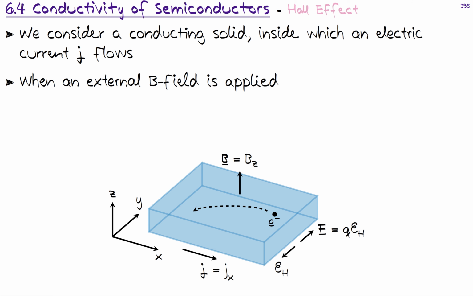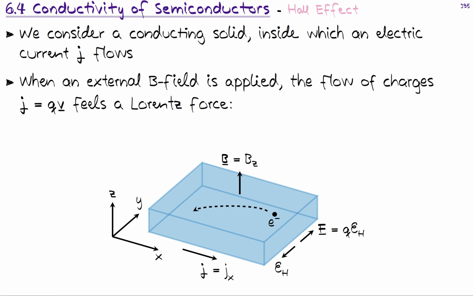So when this external magnetic field is being applied, of course, the flow of charges will be changed. And the flow of charges, please remember how it's being defined. So J, the flow of charges, is essentially the current. It's the charge Q times the velocity of electrons. And this flow of charges feels a Lorentz force. So please recall the Lorentz force F equals QE, where Q is the charge of our charged particle, E is the static electric field, or just an electric field.